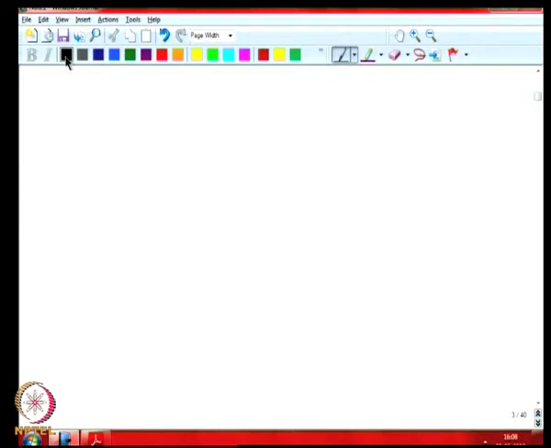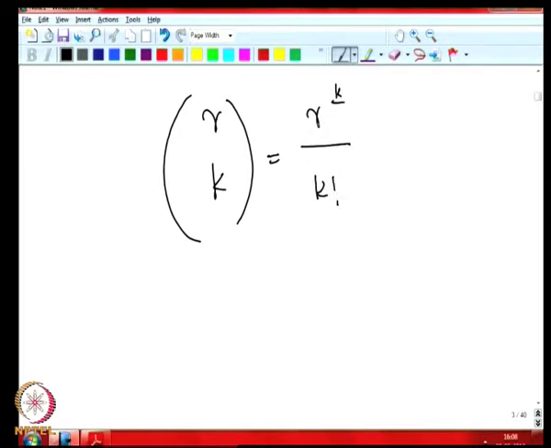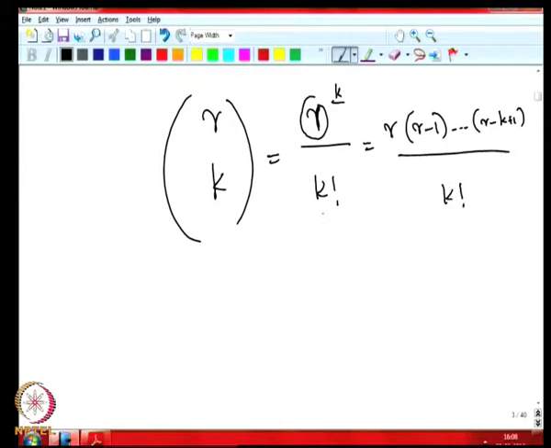The technique is that this r choose k, while we have written it as r to the k falling factorial divided by k factorial, we could even have considered r as a variable here. That will look like r into r minus 1 into and so on up to r minus k plus 1, divided by k factorial. As long as k is a positive integer, r is a variable, and if you expand, we will get a kth degree polynomial in the numerator divided by k factorial, k being some positive constant.